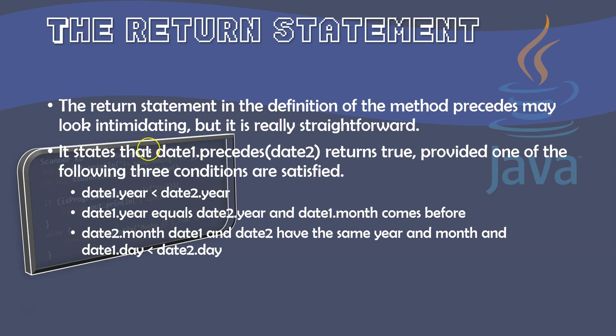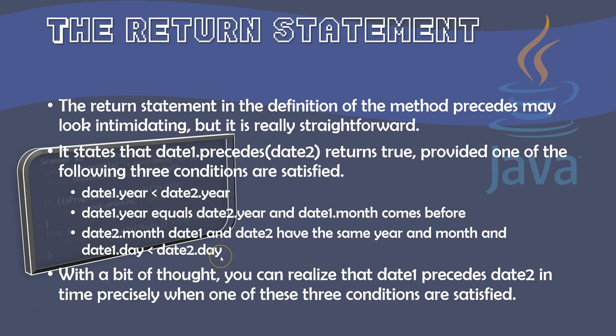So we have to say if the year is less than the other year. We have to see if date 1 and date 2 have the same year and date 1's month comes before date 2's month. Or date 1 and date 2 have the same year and month, and date1.day is less than date2.day. With a little bit of thought, we can realize that date 1 has to precede date 2 in time precisely when these three conditions are satisfied.